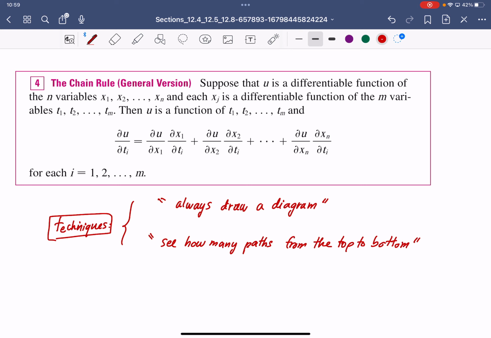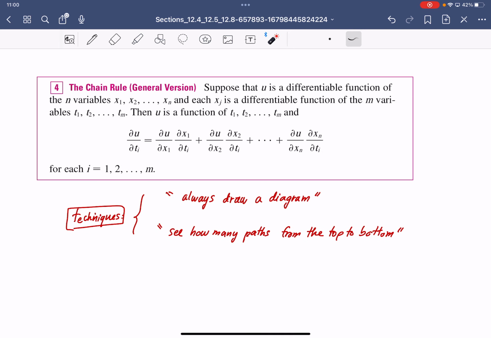This is just the general technique for doing the chain rule. If you try to memorize the formula it's going to be super hard, because you can see that you have so many subscripts here. We always do the chain rule by the diagram, and it's a lot easier that way. Take a look at the question first, which function is a function of what variable, then draw a diagram and that should be good.